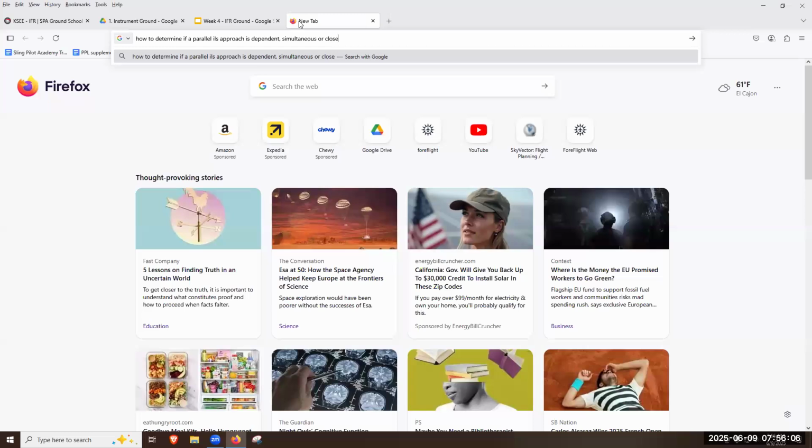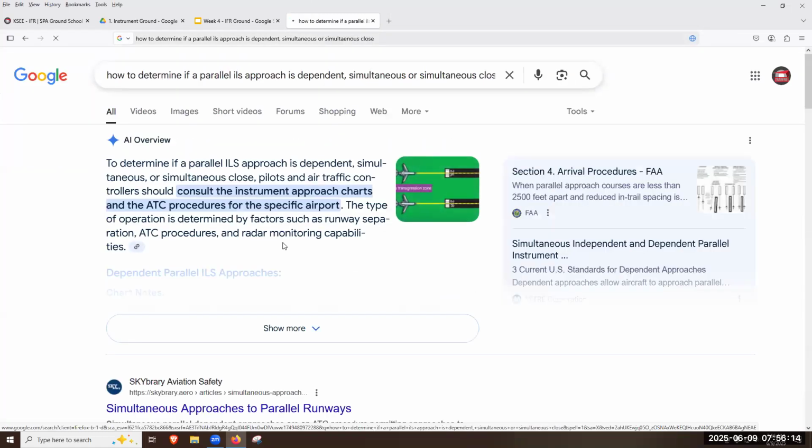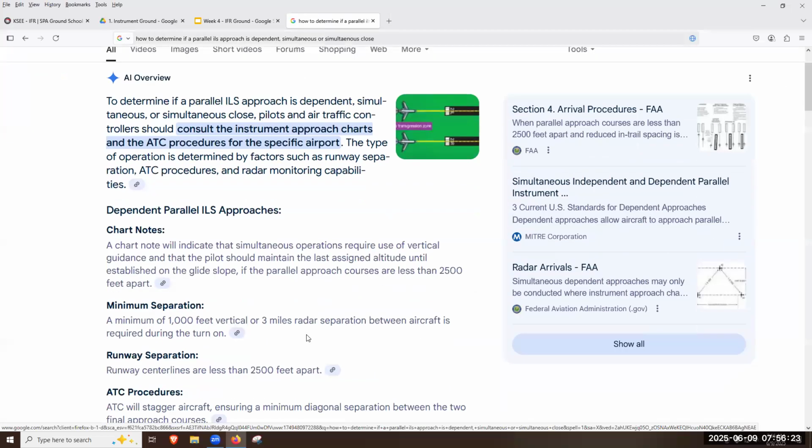Consult the instrument approach charts and the ATC procedures for a specific airport. So I guess it's really just up to the FAA then, if they did want to determine. Chart note will indicate simultaneous operations require use of vertical guidance.